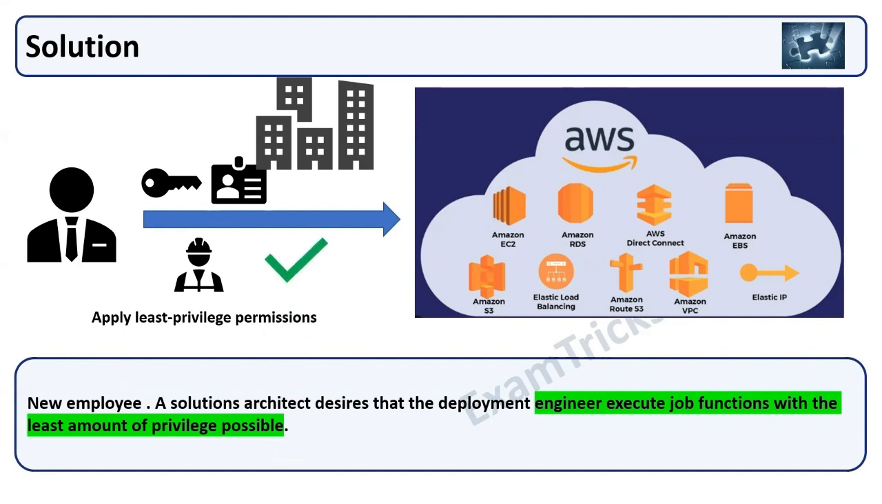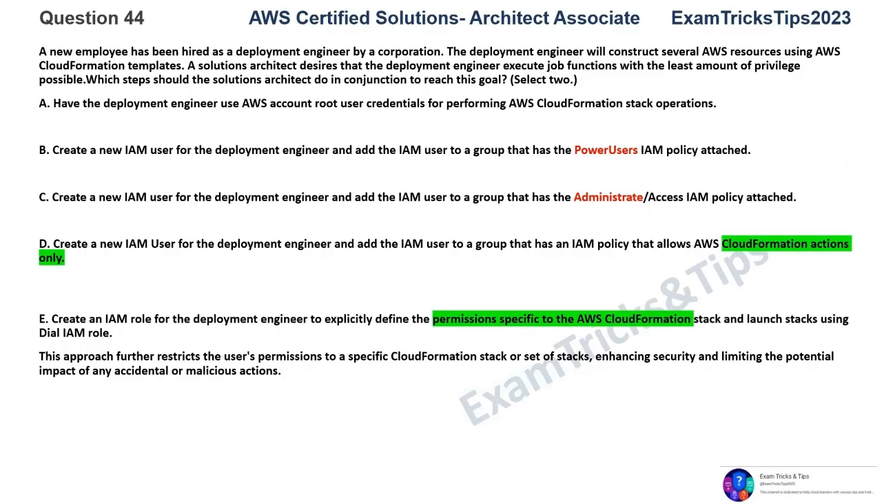Let's see in the options what scenarios we have in terms of solutions and which solution is conforming to least privilege permissions. We have multiple options here, so let's go through each of these one by one. The first one says, let's give root credentials to this user for performing its job of CloudFormation stack operations. Now, that's a strict no-no. We do not want to assign root credentials. Root credentials means the user will have access to everything. That's a major security risk, so that's wrong.